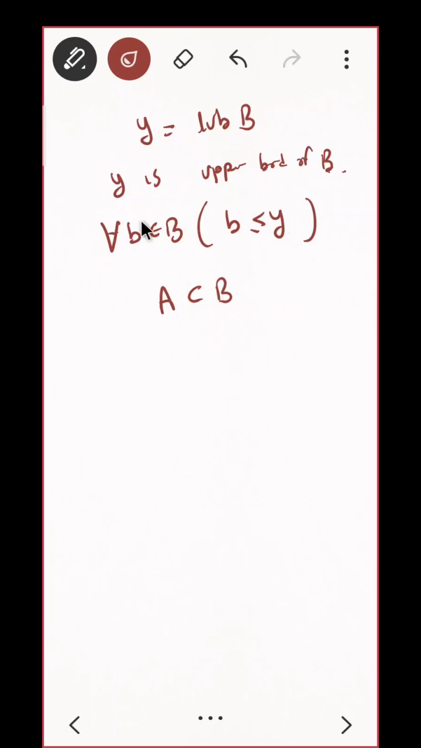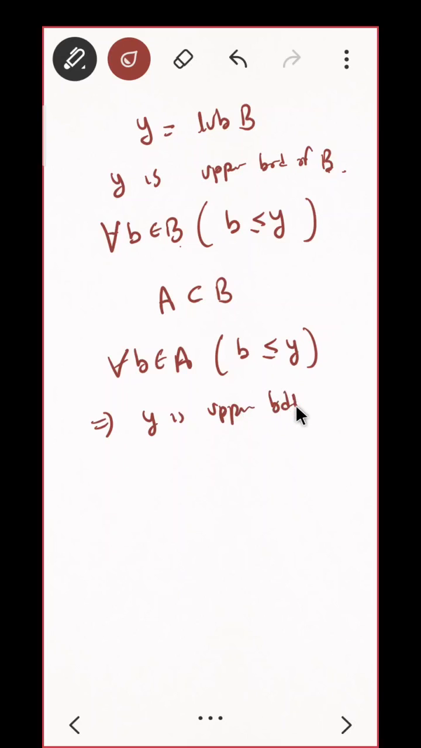So can I say the same definition in the place of B, if I write A? That means for all b in A, the same condition: b must be less than or equal to y. Do you agree? Why is this true? Because whatever is true for the upper set B, A is inside that only, so I can write it for all b in A. And from this line I can directly say that y is an upper bound of A, because each element is less than or equal to y.